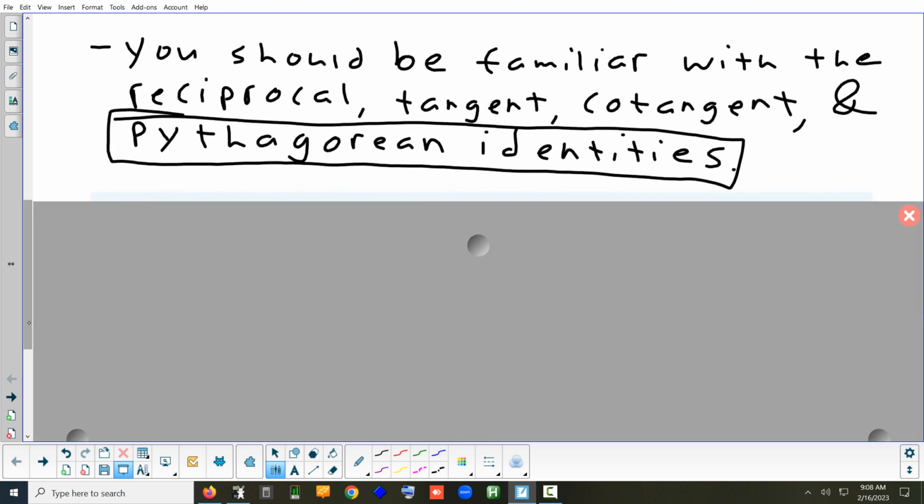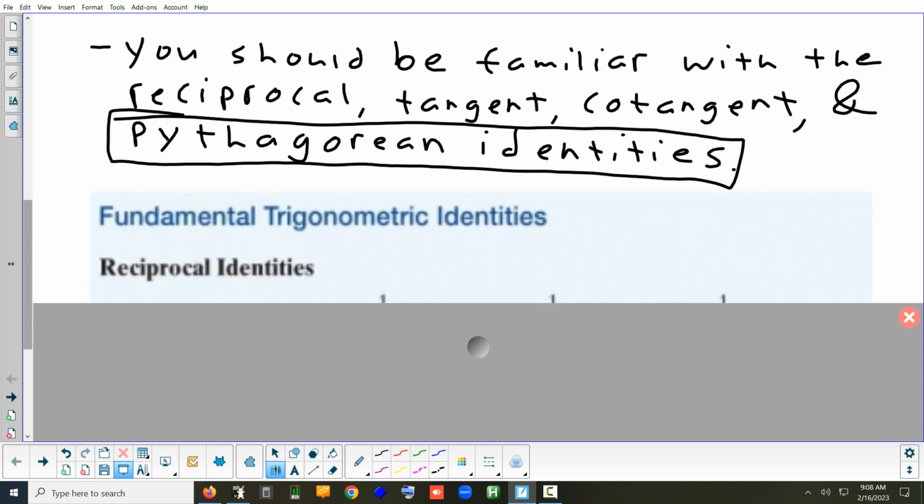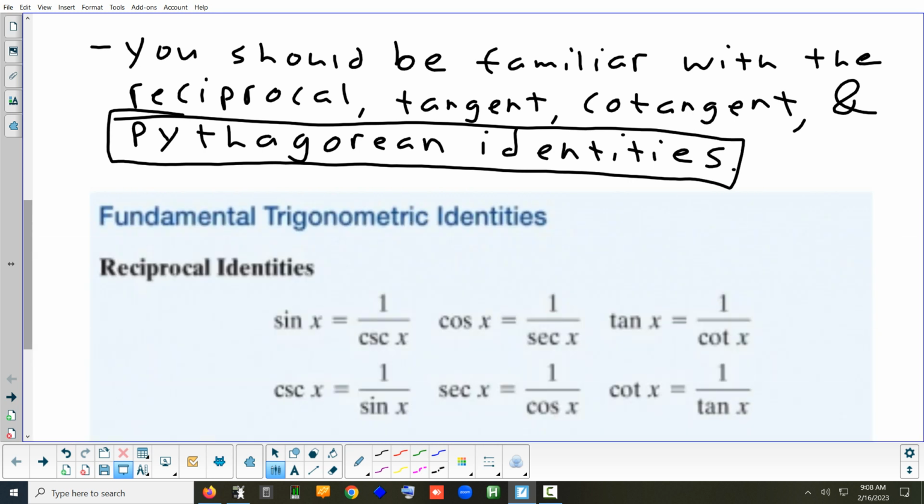The reciprocal identities we have to use every time we type something in on the calculator that's not sine, cosine, or tangent. Because we don't have buttons for secant, cosecant, cotangent. So how would you type in cotangent if you wanted to graph it on the calculator? Yep. 1 divided by tangent. That's the one I just asked you about. 1 divided by tangent is the cotangent.